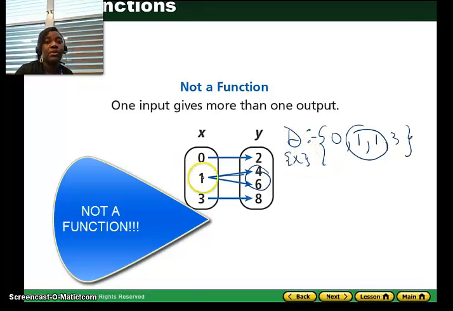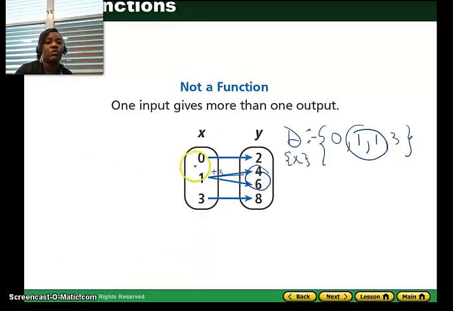Okay, so there's no way, let's say I'm doing plus 3, I do 1 plus 3 and I get 4, and then I do 1 plus 3 again and I get 6. No way. So that right here will not be a function. Again, whenever the x values repeat, it's not a function.